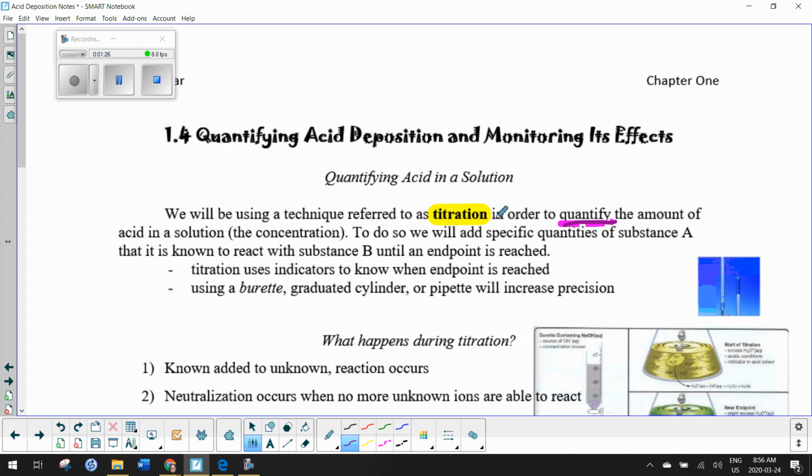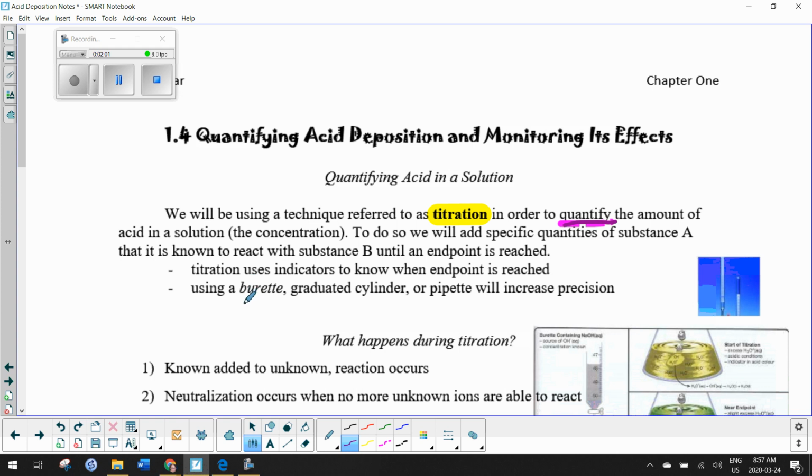So in the sense of a titration, we're trying to quantify the amount of acid in a solution, or we're trying to find the concentration. To do so, we add specific quantities of a substance, and we'll just call this substance A, that is known to react with substance B until endpoint is reached. Again, endpoint is the point at which you have neutralized your substance. Neutralization is talking about an acid and a base. So we are going to be using acids and bases, which is what this whole chapter is talking about.